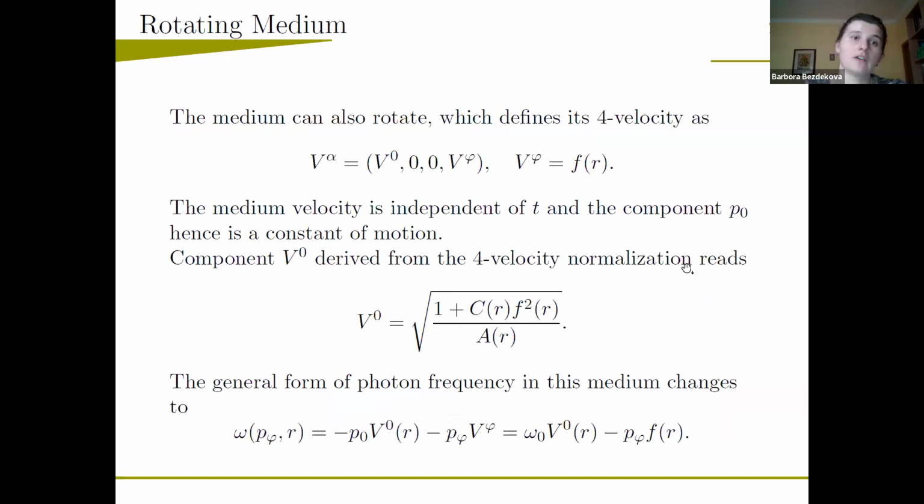The second case, which I would like to briefly discuss for the spherically symmetric object, would be a rotating medium, where now the radial component of the medium is 0, but instead the v phi component is non-zero. Again, I can find the V0 function, which is known, but I will use just V0 because of the compactness. And here the wave frequency is not a function of p_r anymore, but is a function of p_phi, just due to the definition of the velocity. So the frequency changes.